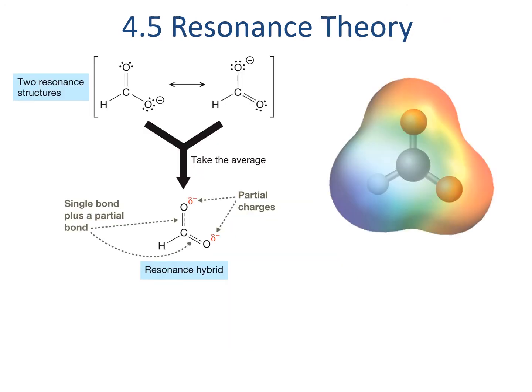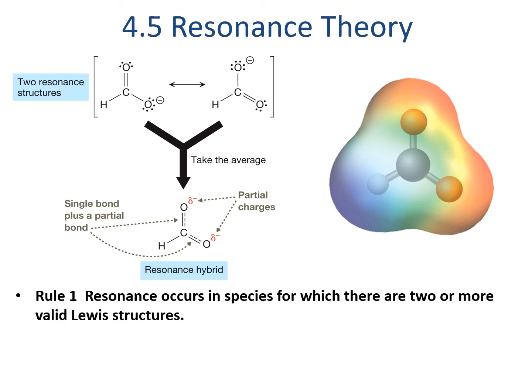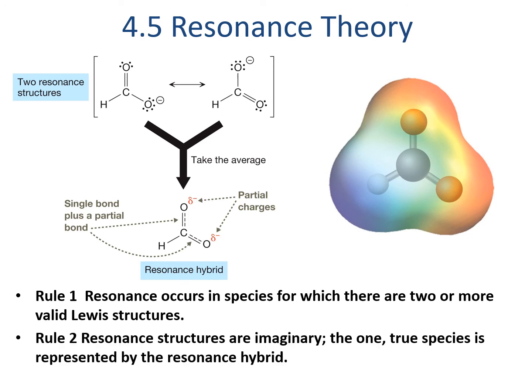The 2 structures of formate are its resonance structures, structures that can show only part of the reality of the molecule. The true molecule looks like a resonance hybrid, a combination of all possible resonance structures. Resonance structures occur whenever there are 2 or more valid Lewis structures, but never are the actual molecular structure, whereas the resonance hybrid is the true structure. Notice how the resonance hybrid has partial negative charge that's equally distributed between the 2 oxygens, just like the electron potential map.